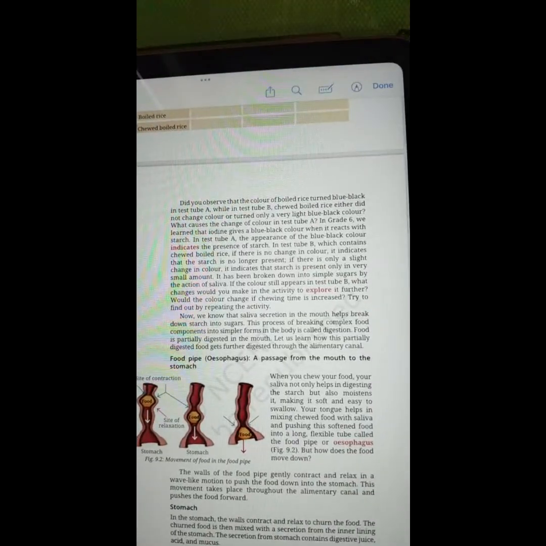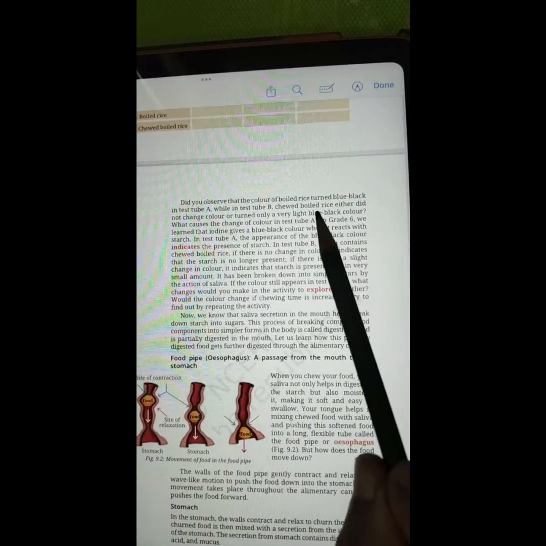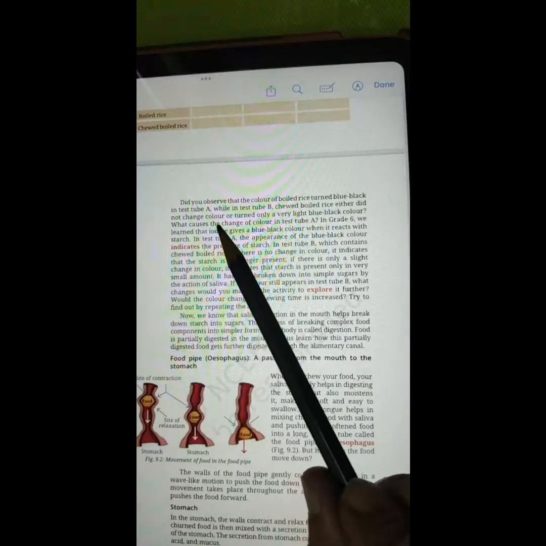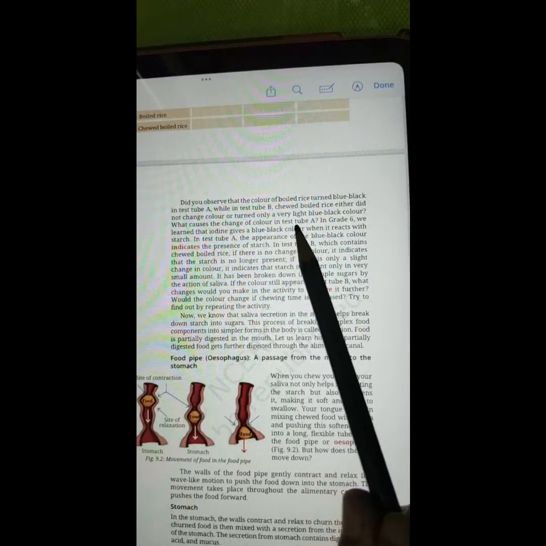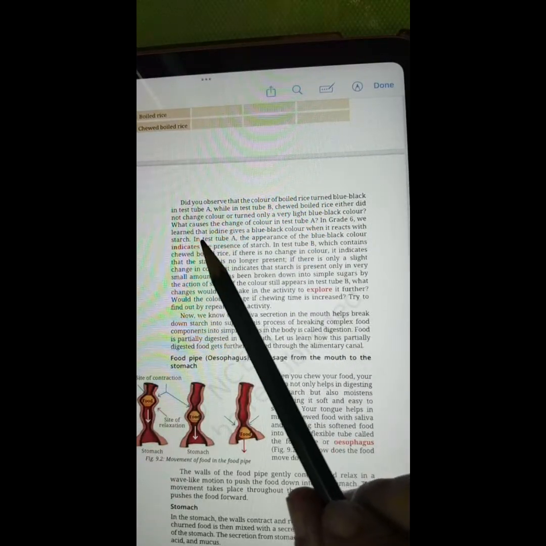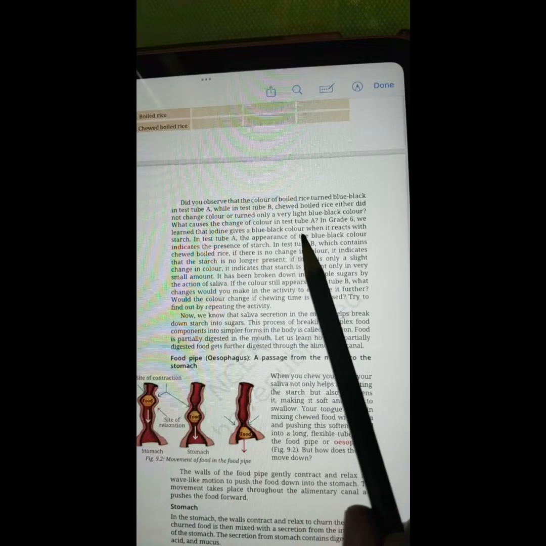Did you observe that the color of the boiled rice turned blue back in test tube A, while in test tube B, chewed boiled rice either did not change color or turned only a very light blue black color? What causes the change of color in test tube A?